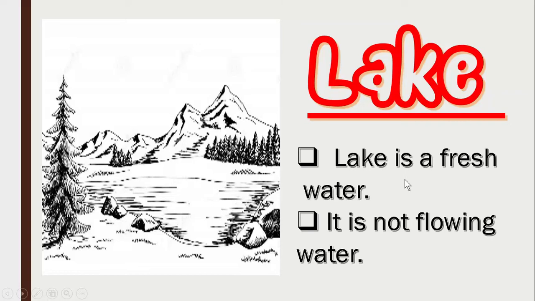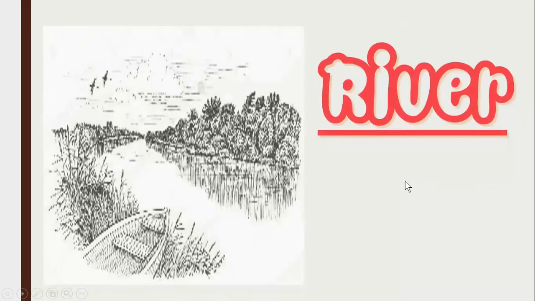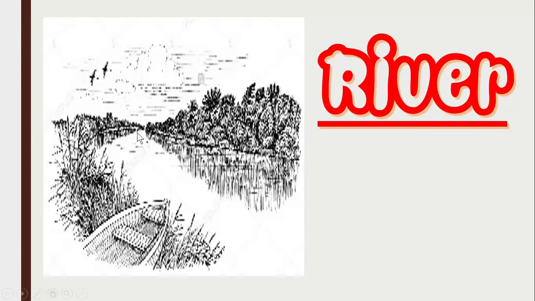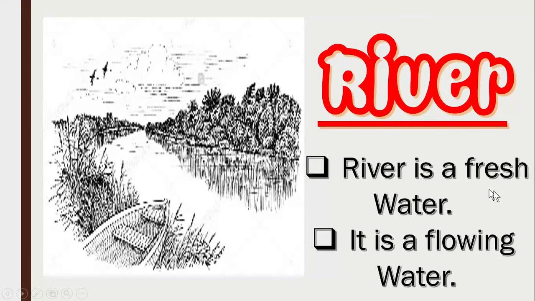Next is river. As you can see in the picture, the river is surrounded by tall trees and big plants. A river is also fresh water, and it is flowing or moving water. Again, a river is fresh water. It is flowing or moving water.